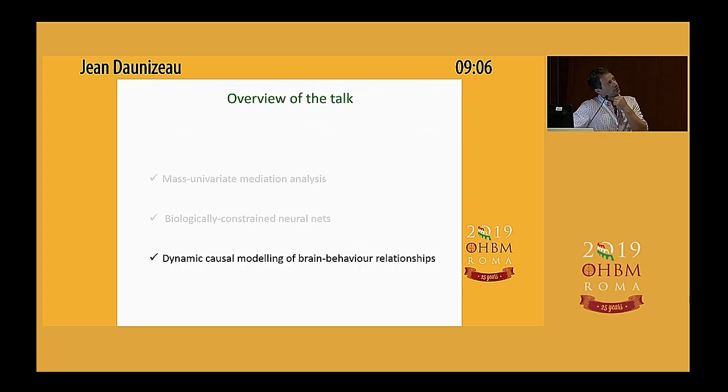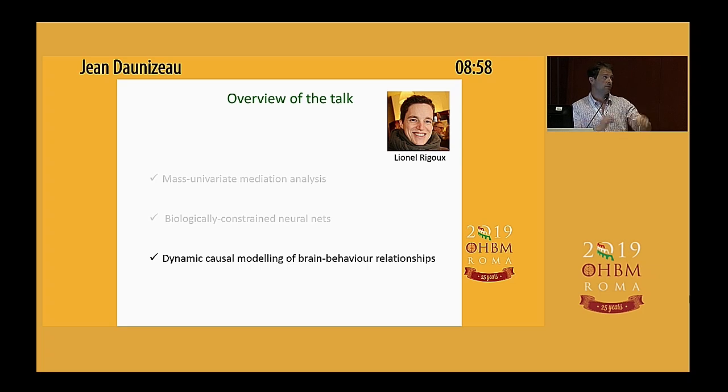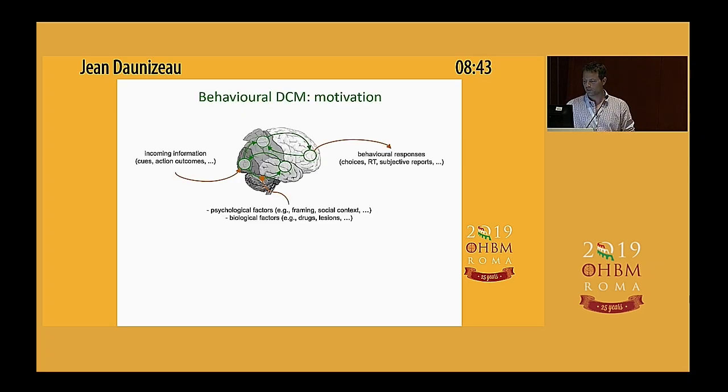So the last thing I want to talk about is dynamic causal modeling of the brain-behavior relationship. This is another young fellow working on this, Lionel Rigaud. He used to be a postdoc of mine four years ago. He's now an independent PI. He works in Germany. And he's not bald.